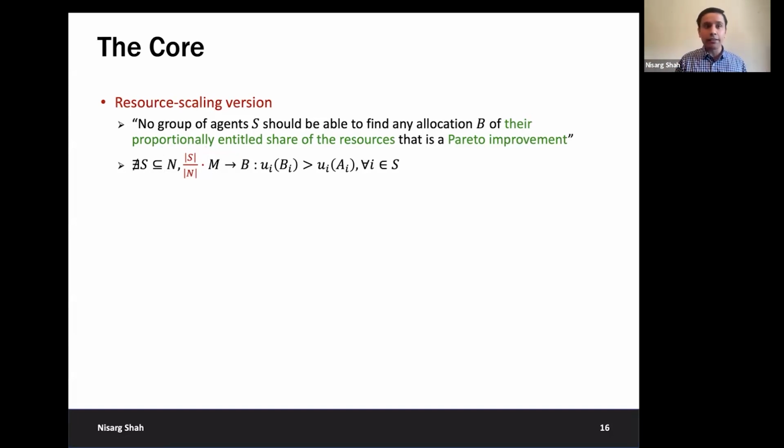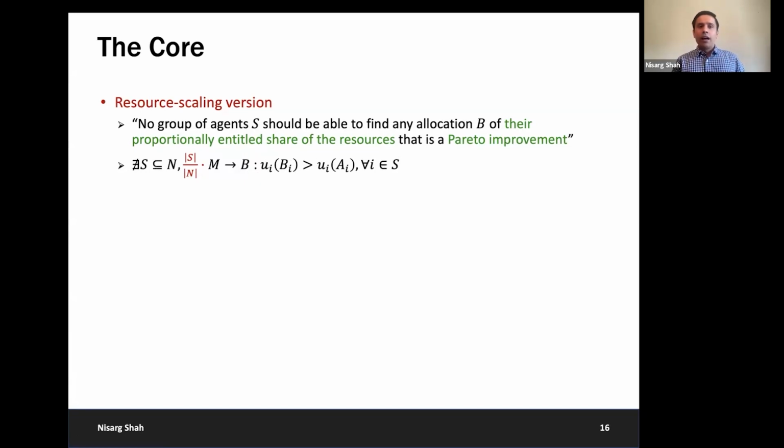So you take their collectively entitled share of the resources and you redistribute it among these agents using a different allocation. Let's call it B. So no group of agents S should be able to find any redistribution B of their collective entitlements such that that redistribution gives them a Pareto improvement, meaning that u_i of B_i would be more than u_i of A_i for all agents i in this group S. If this happens, then we call that a violation of the core. If this doesn't happen, note this negative quantifier in the very beginning, then we say that our current allocation A is in the core.